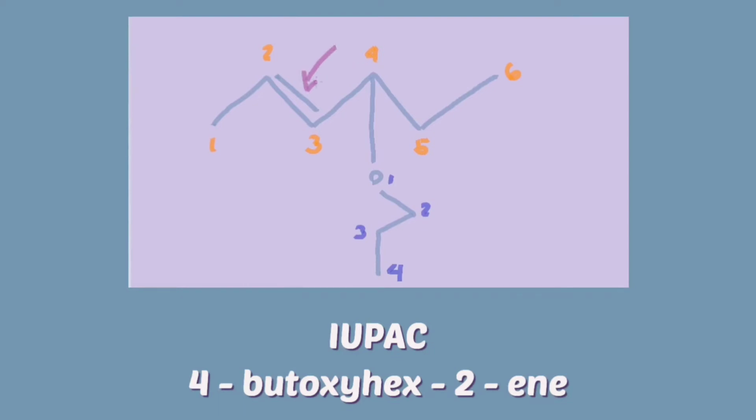There is a double bond found at the second carbon, and because it is a double bond, the prefix for that is -ene. We name it hex because there are 6 carbons in the mother chain. Altogether, it is 4-butoxy-hex-2-ene.